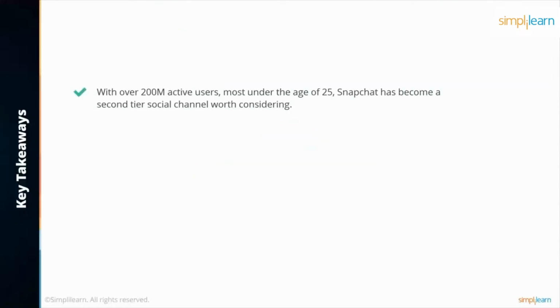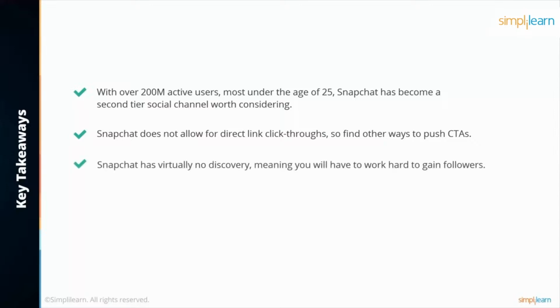Now, our key takeaways from this video are things like, with over 200 million active users, most of whom are under 25, Snapchat has definitely crossed the threshold and become a second-tier social channel that's worth considering. Snapchat does not allow for direct link click-throughs, so you need to keep in the back of your mind to find other ways to push for calls to action. Snapchat has virtually no discovery. That means you're going to have to work pretty hard to gain followers.